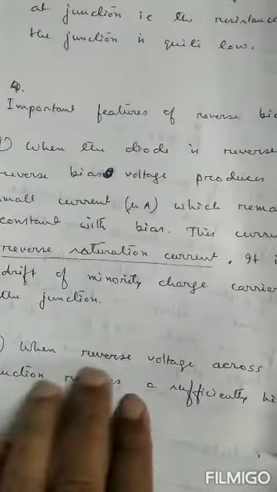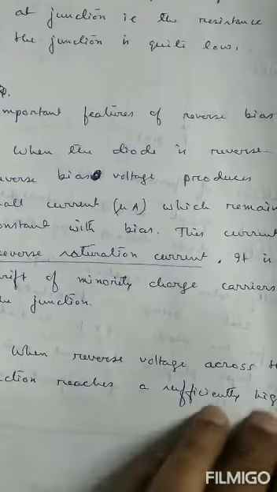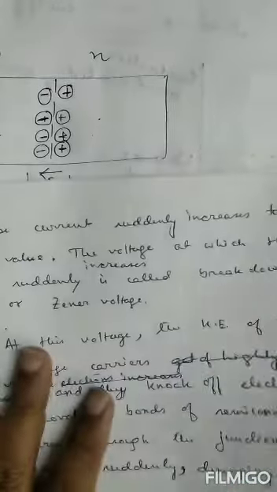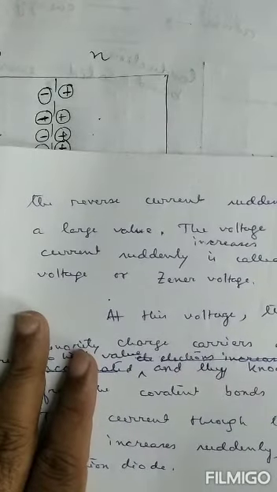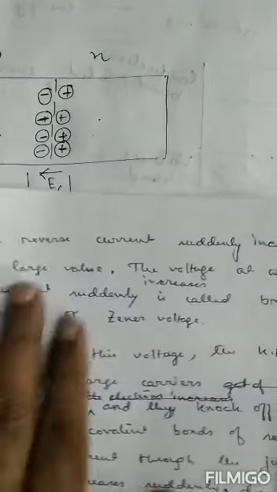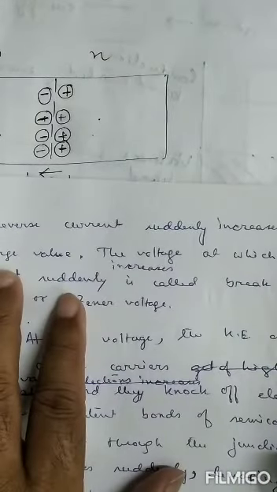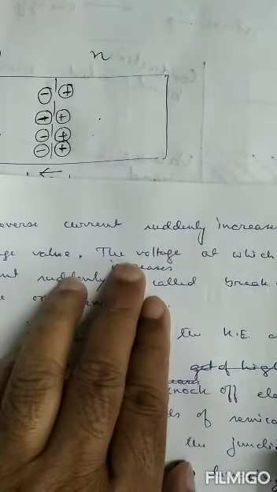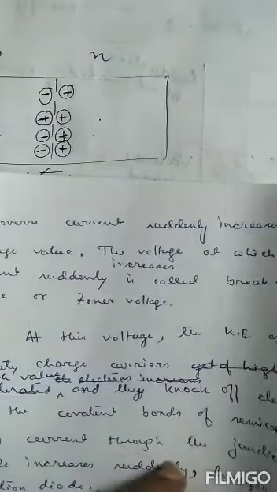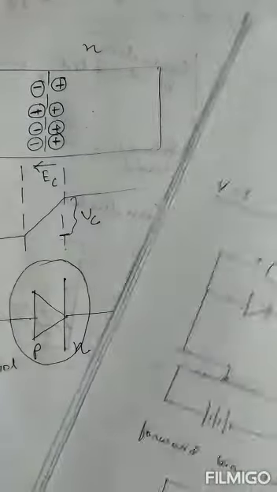Number two, when the reverse bias voltage across the PN junction reaches a sufficiently high value, what should be the high value? 30 to 35 volt. The reverse current suddenly increases to a large value. The voltage at which the current suddenly increases is called the breakdown voltage or Zener voltage. Why is it called breakdown voltage?